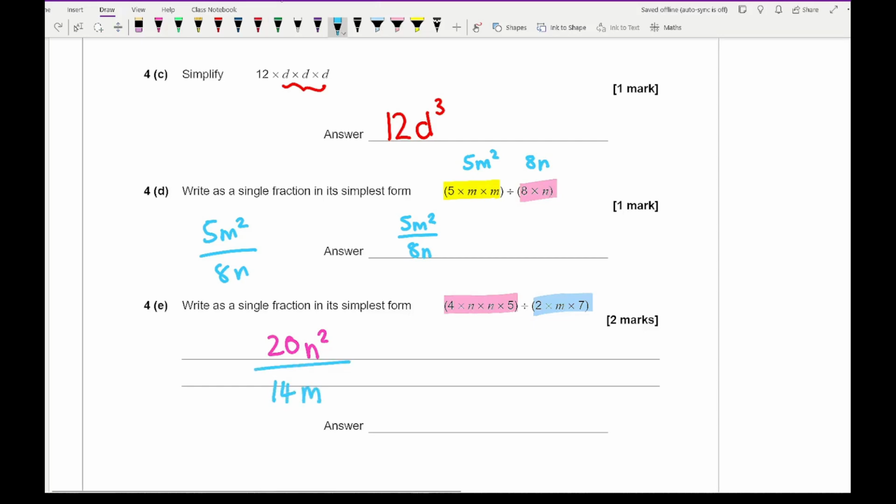So looking at this, the only things that cancel out are going to be the numbers. So what's the biggest number that goes into 20 and 14? That's going to be 2. So then what we're left with is 10n squared over 7m. Write that in the answer box. And there we go. Now just make sure that your 2 does look like a power of 2, not n2.